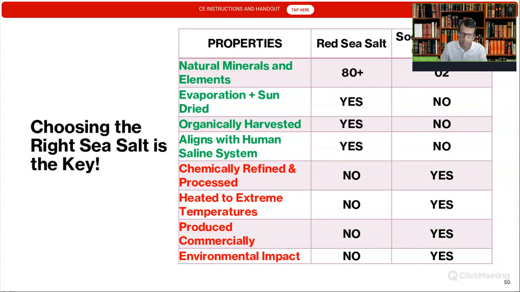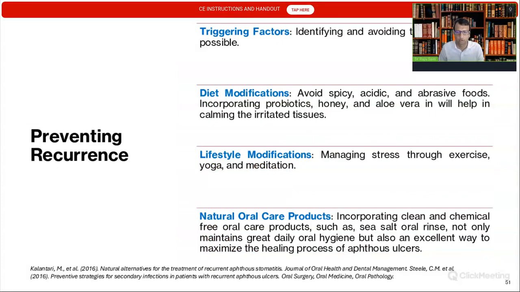Sea salt from the Red Sea is evaporated and sun dried. Table salt is processed with chemicals in factories. It is commercial production, whereas Red Sea salt is hand harvested, in pure form. Table salt is processed and chemically refined. And sea salt, because it is procured from the ocean, and the ocean contains minerals and elements that perfectly align with the human body, there is no comparison between sea salt and table salt.